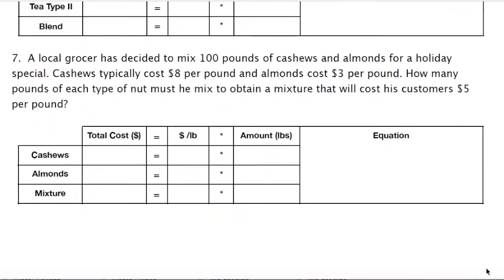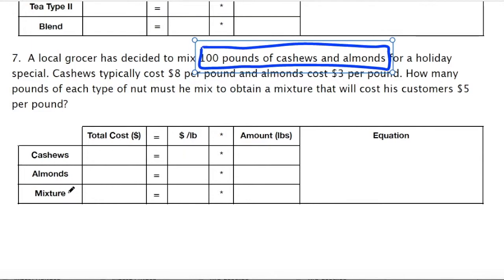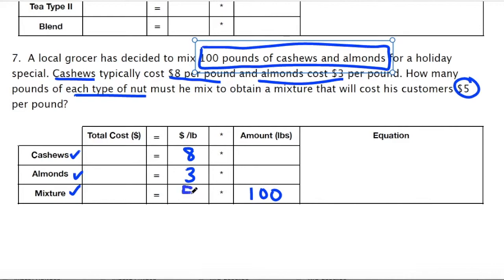Let's go down to number 7. It's 100 pounds of cashews and almonds. So the mix is going to be 100 pounds. So right here, mixture is going to be 100 pounds. Okay, we have cashews that cost $8 a pound. So here's cashews, those cost $8 a pound. Almonds cost $3 a pound. So here's almonds, and those cost $3 a pound. And then it says how many of each type of nut must be mixed to obtain a mixture that will cost customers $5 per pound. So here's $5 for that total mixture.